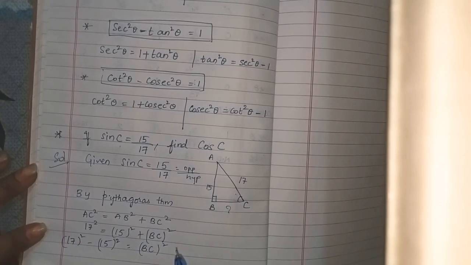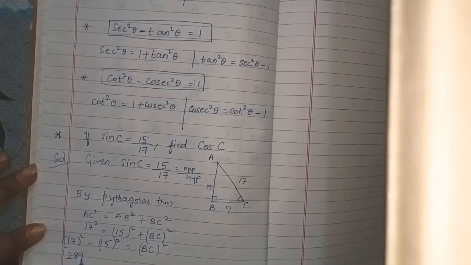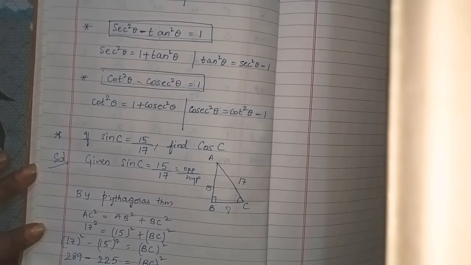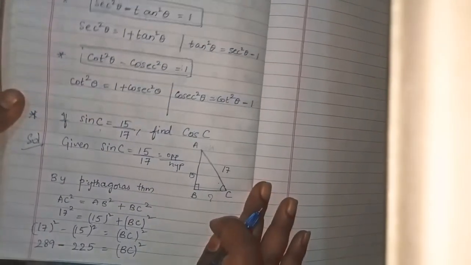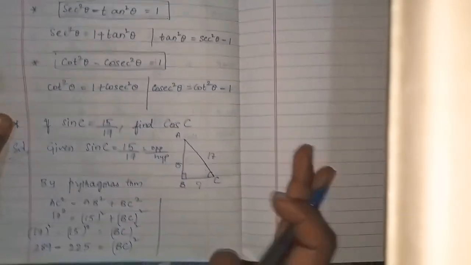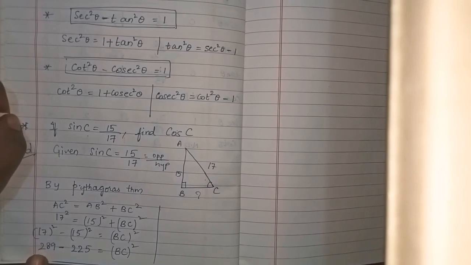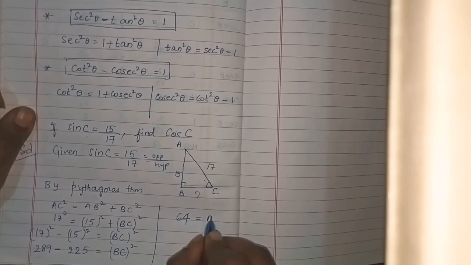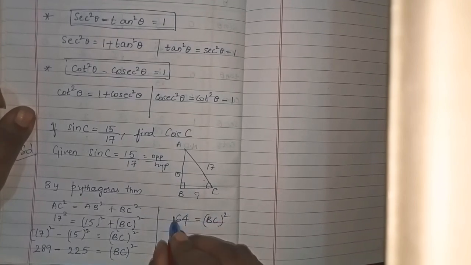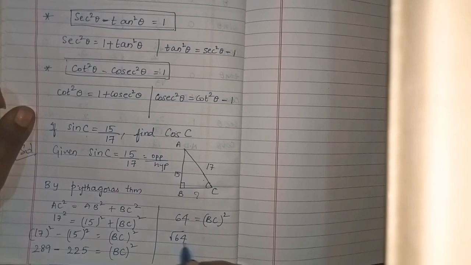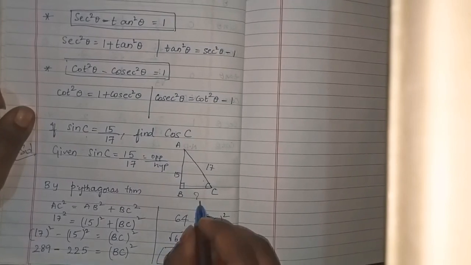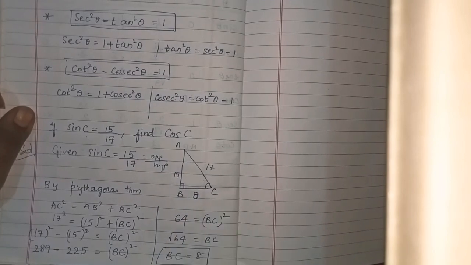What is the value of 17 square? 17 square is 289, minus 15 square which is 225, is equals to BC square. 289 minus 225 is 64. 64 is equals to BC square. When the square comes to this side, it will become root. Under root 64 is equals to BC. So BC is equals to 8. We got the value of BC, which is nothing but 8.